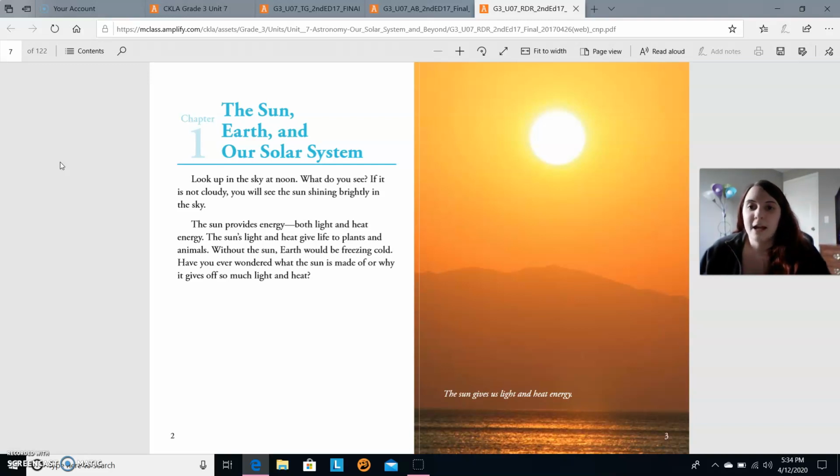Look at the sky at noon. What do you see? If it is not cloudy, you will see the sun shining brightly in the sky. The sun provides energy, both light and heat energy. The sun's light and heat give life to plants and animals. Without the sun, Earth would be freezing cold. Have you ever wondered what the sun is made of or why it gives off so much light and heat? Remember, it's really important that we read the captions on these pages as well. The sun gives us light and heat energy.